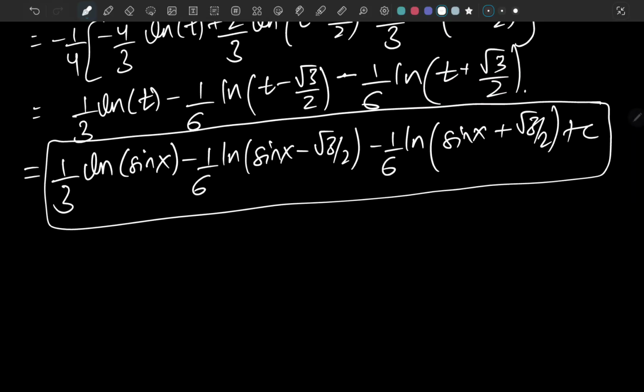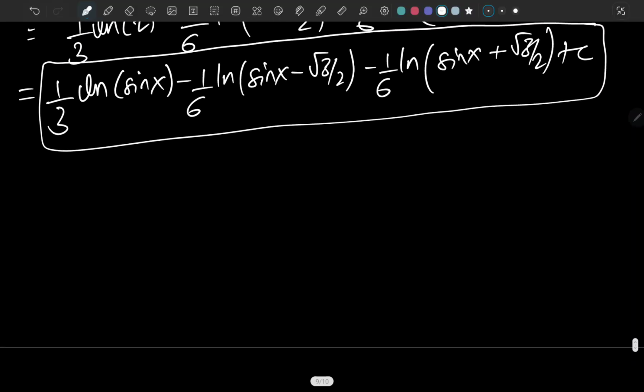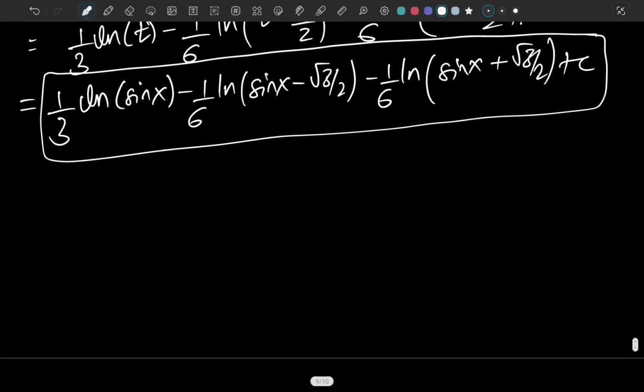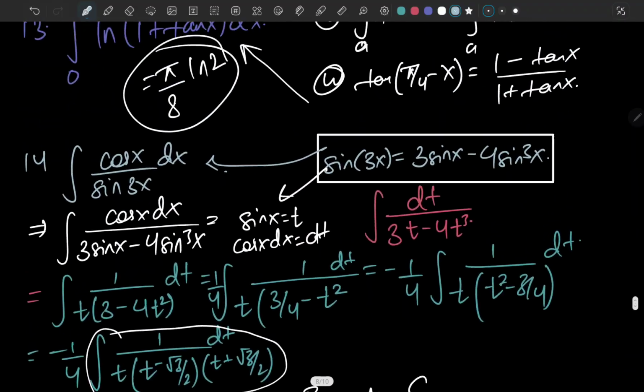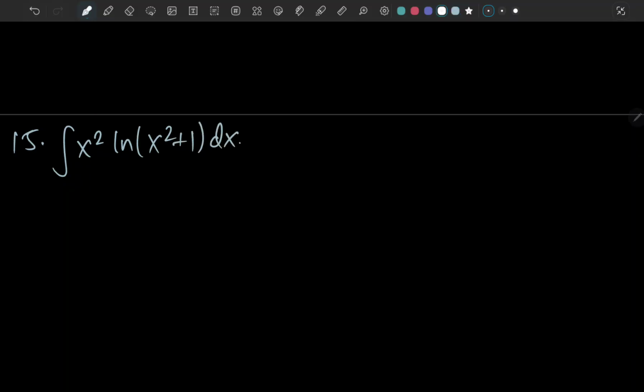So now we are done with this integral, and now heading towards another integral that is also quite good looking, I think. Let me tell you again, I think it was the 14th integral, yeah. So this is the 15th integral. Let me change the page. So the integral is x squared times ln of x squared plus 1 dx.